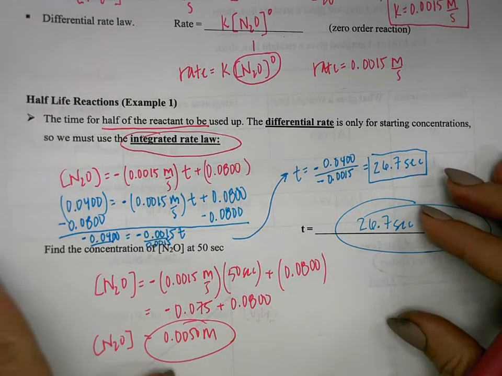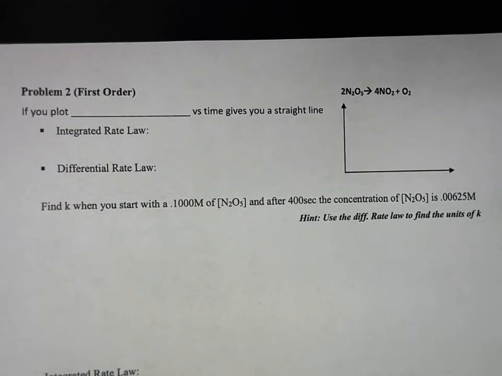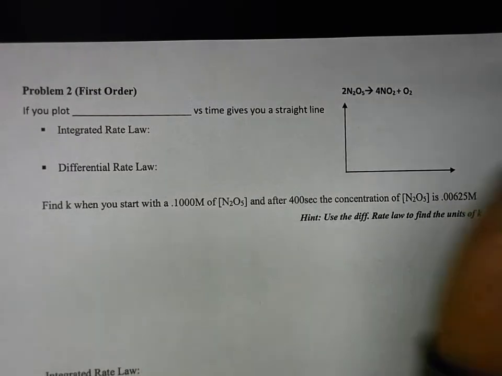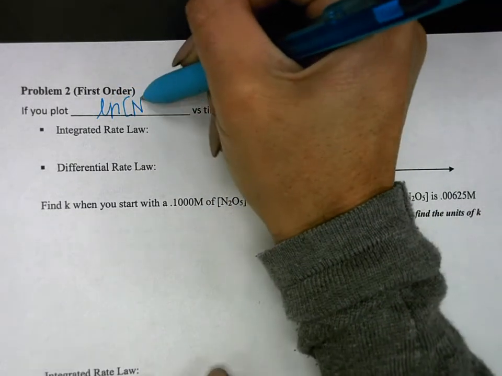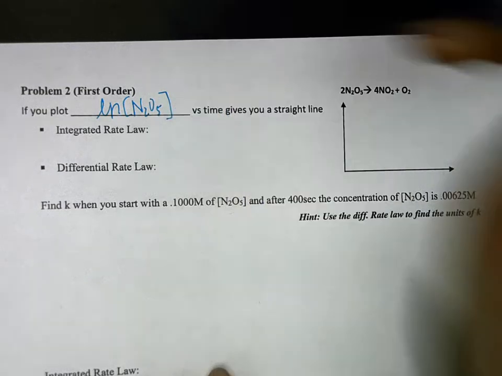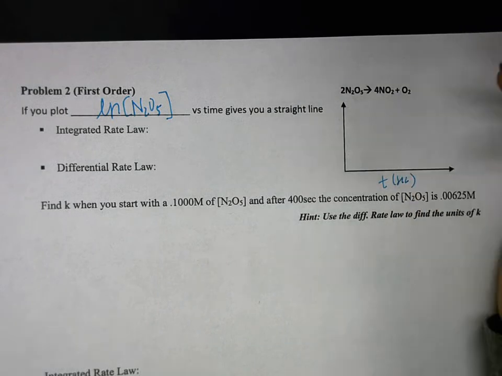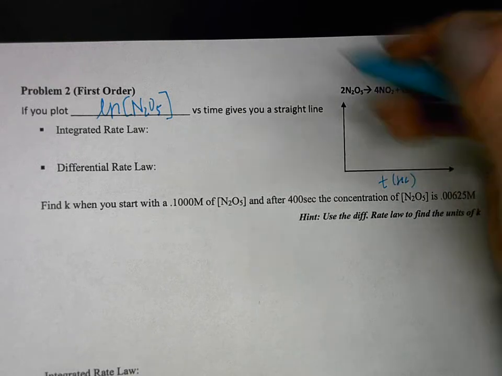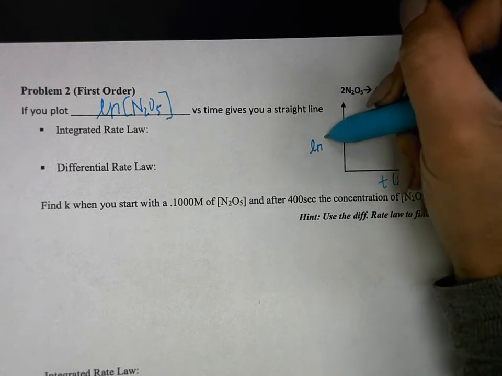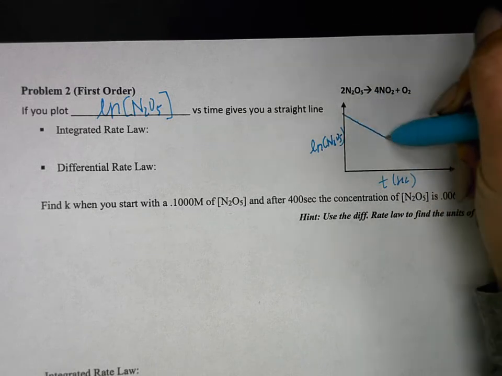Okay, so we're going to jump. Now we're on page 11. We're going to look at problem 2 for a first order reaction. All right, so if we plot the Ln of our concentration, we're changing it up to N2O5, versus time, and it gives us a straight line. Your time can change in any unit. Most commonly you'll see seconds because the reactions are so quick. So we have our time in seconds and the Ln of our concentration of N2O5 gives us a straight line.